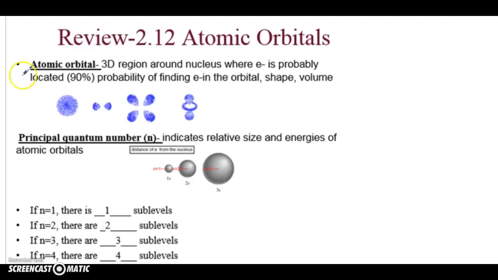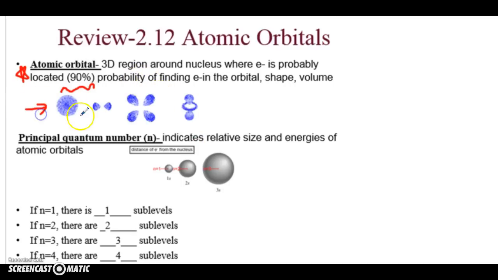All right, so we have atomic orbitals. What these orbitals are, and I know you have seen this if you watched the Class Connect recording from last year, are 3D regions around the nucleus where the electron is probably located. And what's the percentage? About 90% probable that you're going to find the electron somewhere in this orbital. Why did they pick 90? It's just random, that's just what they chose to use.